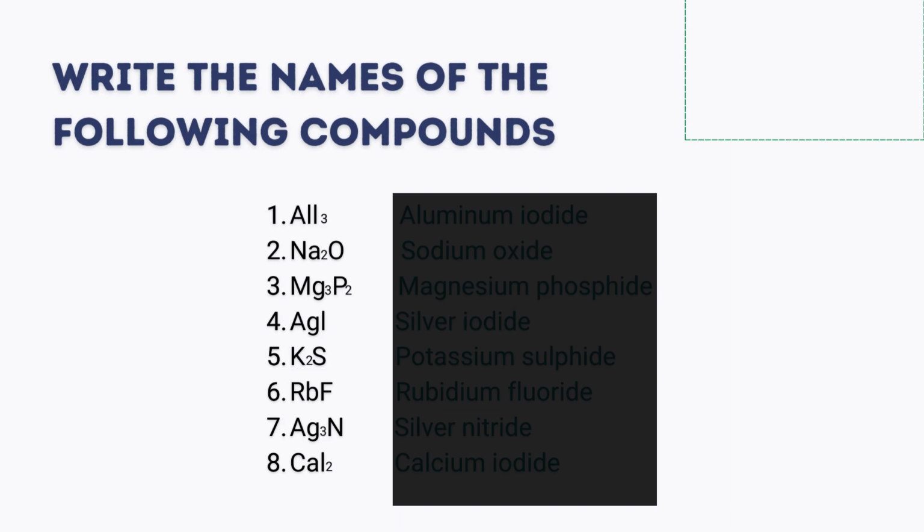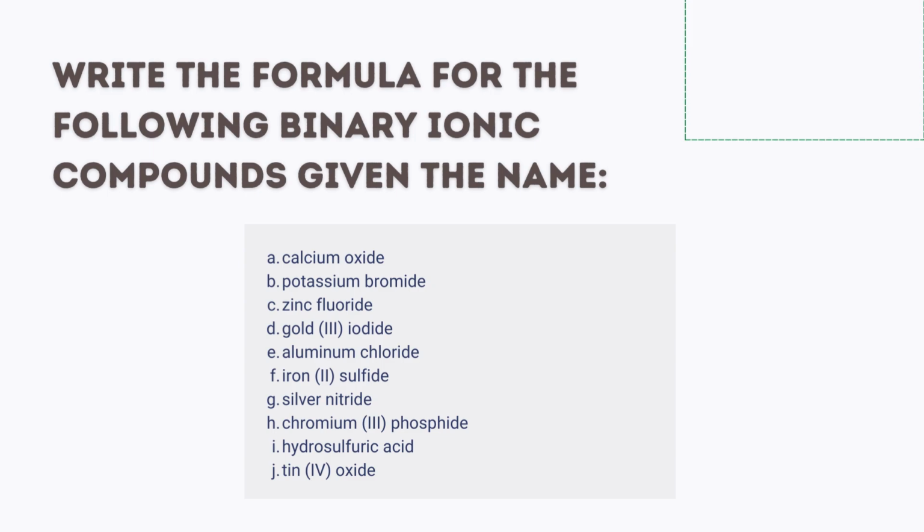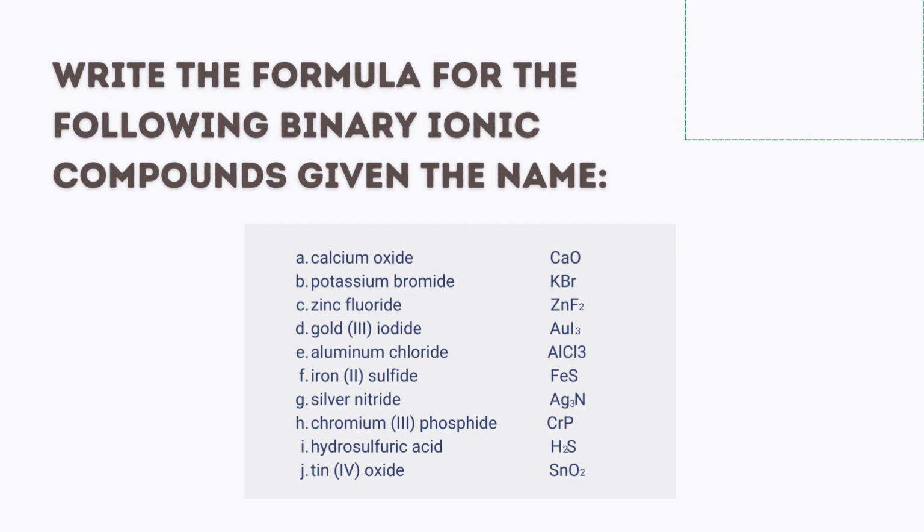Please pause this slide until you have completed numbers 1 through 8. Okay, now let's see if you are correct. Please pause this slide and compare your answers to the ones found here. Next, please write the formula for the following binary ionic compounds, given the name. Please pause this slide until you have completed letters A through J. Okay, now let's check our answers. Please pause this slide and compare your answers to the ones found here.